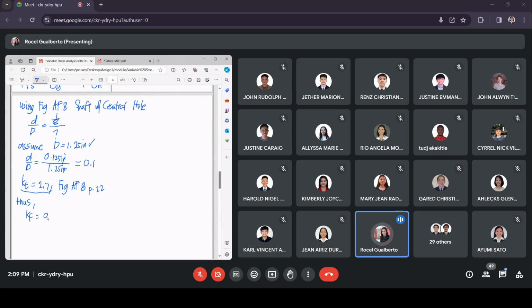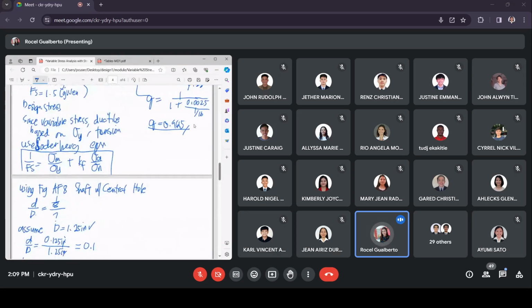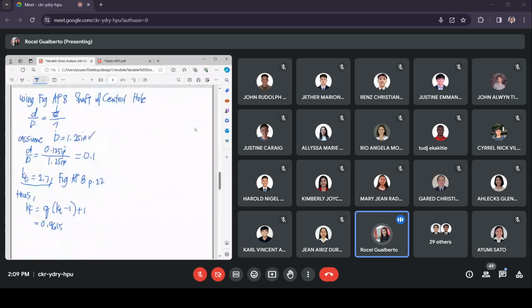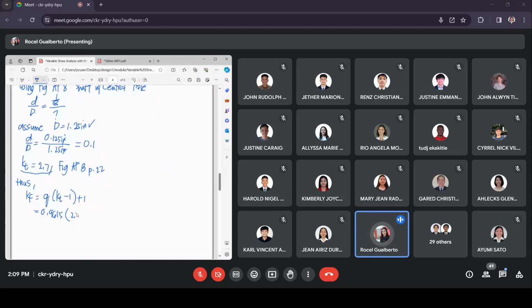Kf is equal to q times (Kt minus 1) plus 1. This is 0.9615 as our answer po kanina. Again, you make use of the real value for q. Kt is 2.7, minus 1, plus 1. So, be very careful with the parentheses that you use, kasi that could change the real value. So, what would be the value for Kf? Kindly compute.